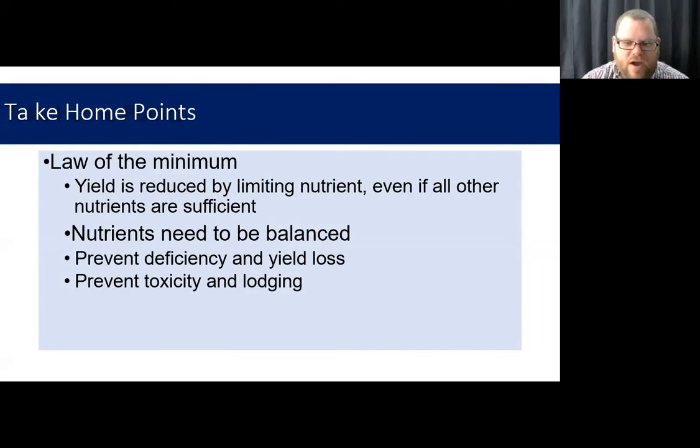So just some take home from this part is the law of the minimum, that when one of these things is missing, all other things probably stop. So we have to have a good balance of our nutrients. We prevent deficiency and yield loss, and we need to prevent toxicity and lodging.